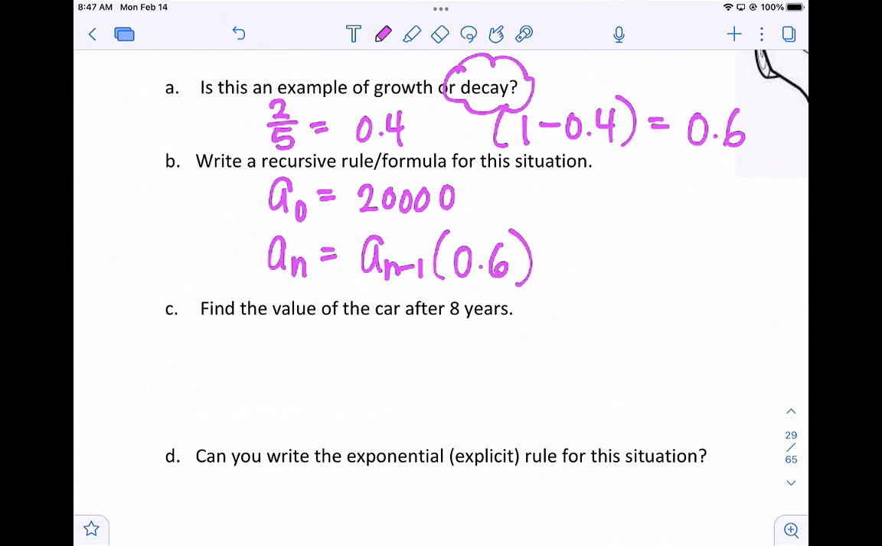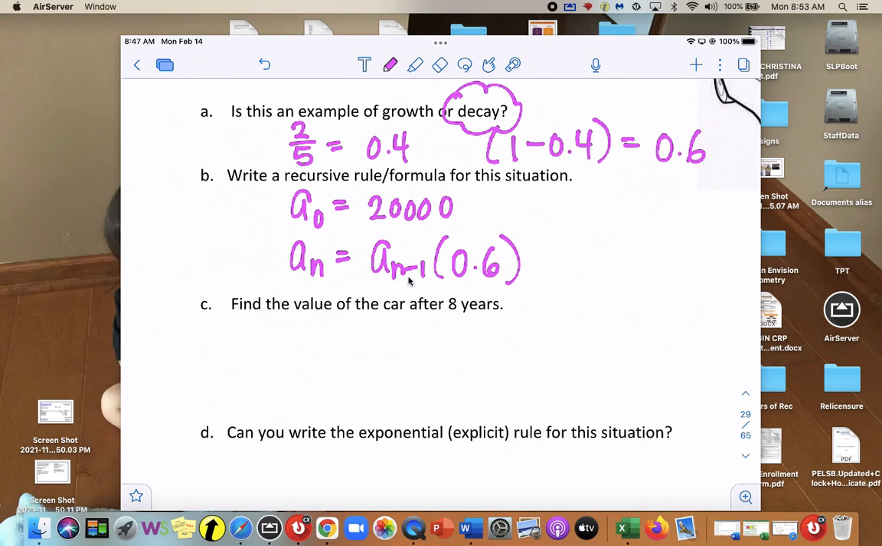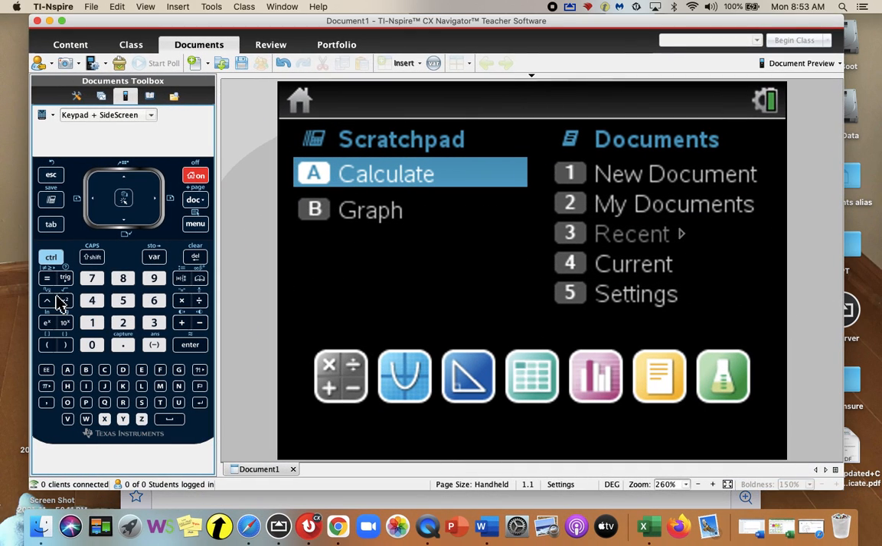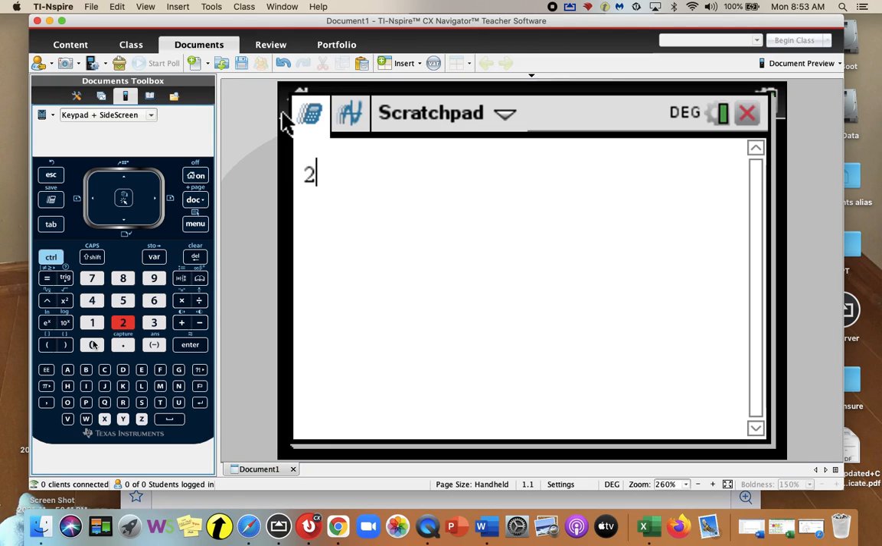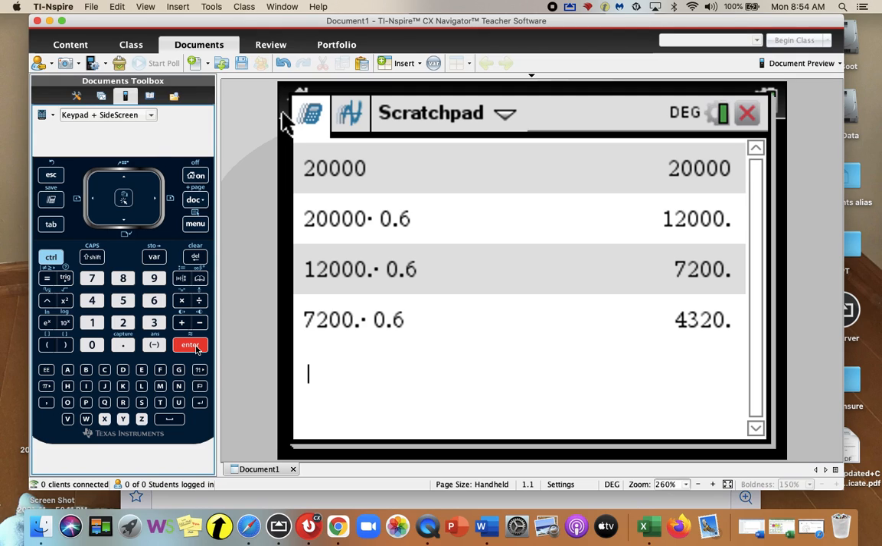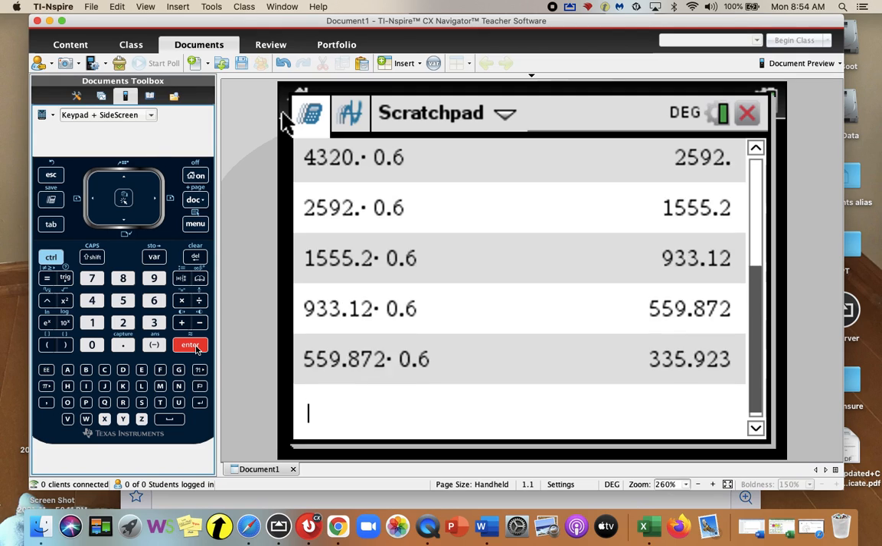Find the value of the car after 8 years. Okay, so one way we can do it is we can program our calculator to do this. So I'm just going to pop up Scratchpad here. And so we'll program our calculator by telling it the starting value and hitting enter. And we're multiplying it by 0.6 every time I hit enter. It's the next year. So here's after 1 year, 2, 3, 4, 5, 6, 7, 8. All right, so after 8 years, if it was only 60% of the year before, it's only worth $335 and about 92 cents.